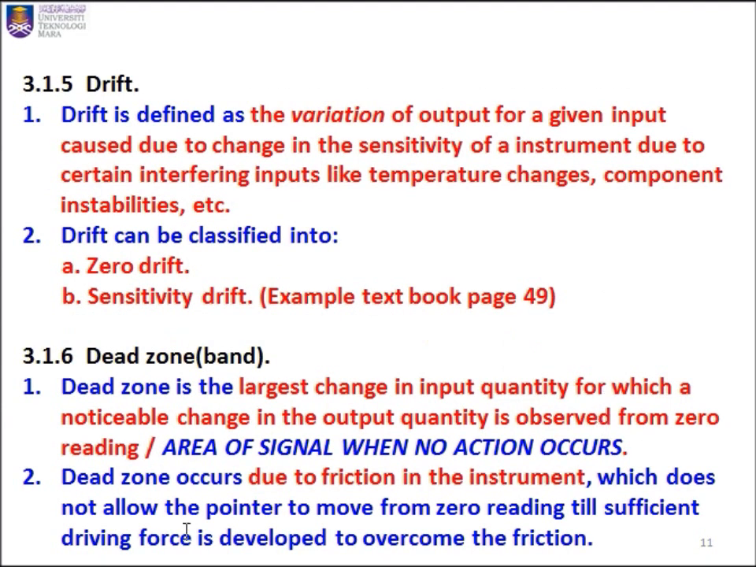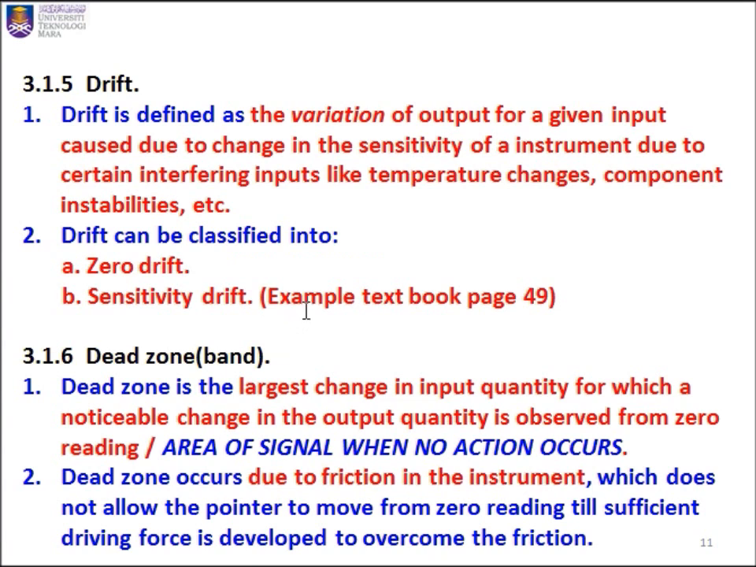Next, drift. What is drift? Drift is defined as the variation of output for a given input caused due to change in the sensitivity of the instrument due to certain interfering input like temperature change, component instability, etc. Drift in Malay means tergelincir, so the tergelincir daripada asal. Drift can be classified into zero drift or sensitivity drift.